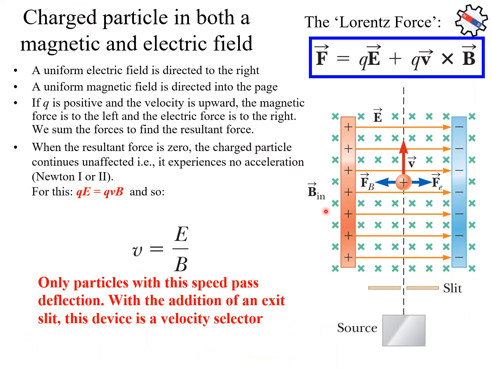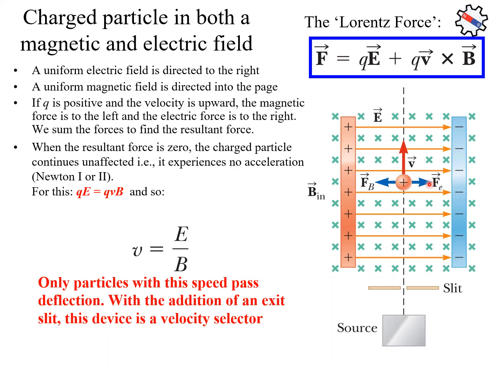Let's consider the motion of a charge in both an electric and magnetic field now. We've got here a region where the magnetic field is directed into the page, that's the green crosses, and the electric field is directed across from left to right between two charged plates. We've got electrons from a source here that are collimated by using a slit, and they pass along between in that region. So they're going to experience a force due to both.